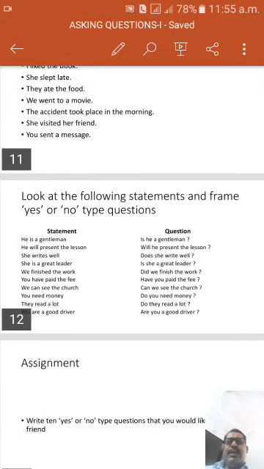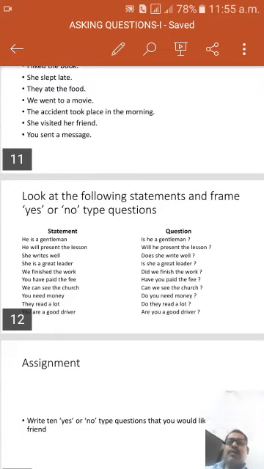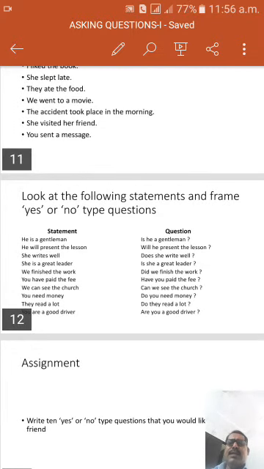Next, look at the following statements and frame yes or no type questions. Statements are given and questions are also framed. You just have to look and listen. He is a gentleman. Is he a gentleman? He will present the lesson. Will he present the lesson? She writes well. Does she write well? She is a great leader. Is she a great leader?